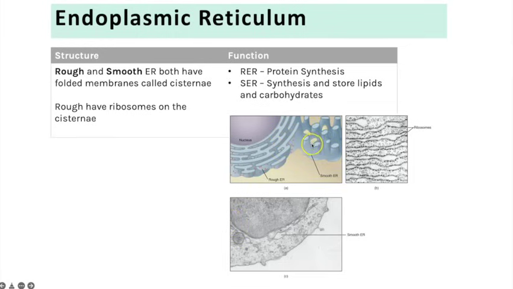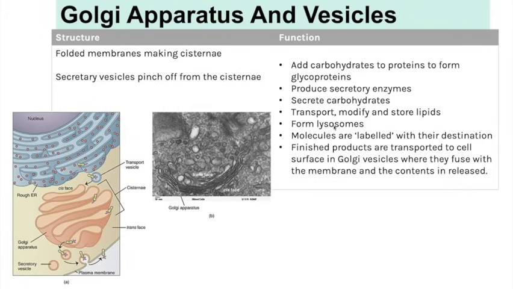The SER, the smooth endoplasmic reticulum, is where you have the synthesis of lipids and carbohydrates, and they also get stored there as well. The Golgi apparatus is a folded membrane making this cisternae shape, and we have vesicles that will pinch off from those cisternae once whatever it is that's going to be modified has been modified and packaged.